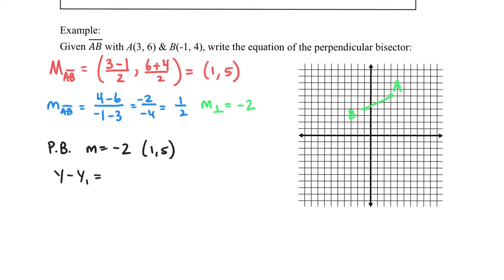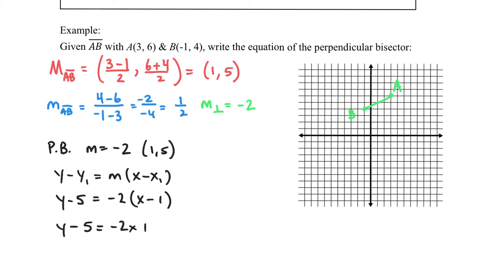y minus y1 equals m times x minus x1. y minus my y coordinate of 5 equals -2 times x minus my x coordinate, which is 1. I'm going to go ahead and put this in slope-intercept form. y minus 5 equals -2x plus 2, doing the distribution, and y equals -2x plus 7. So that is the equation of the perpendicular bisector, and it would look kind of like this.